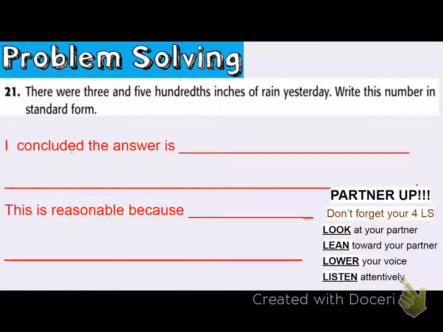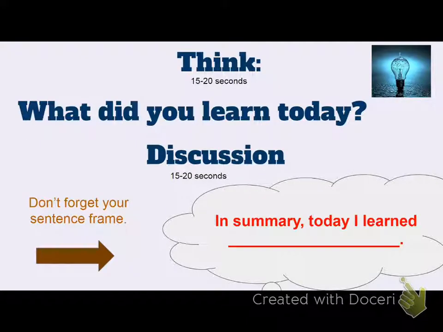21. There were 3 and 5/100 inches of rain yesterday. Write this number in standard form. Right away I noticed that there's an and, so I concluded the answer to be 3 and 5/100. Well, not in the tenths, but in the hundredths place. 3.05 is reasonable because the 3 is in the ones place and the 5 is in the hundredths place.